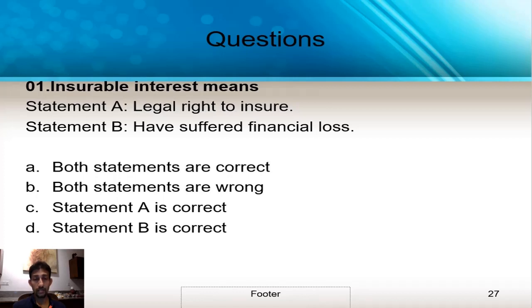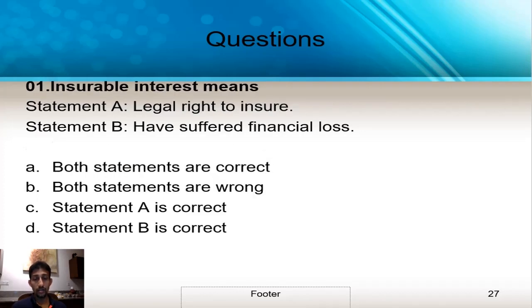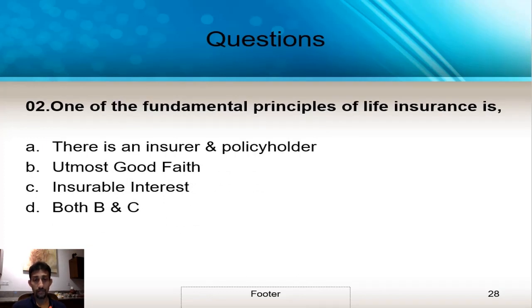Yes, what's the answer? According to our explanation, insurable interest means the answer A. Both statements are correct because for an insurable interest, both requirements have to be met. Let's move on to our next question.